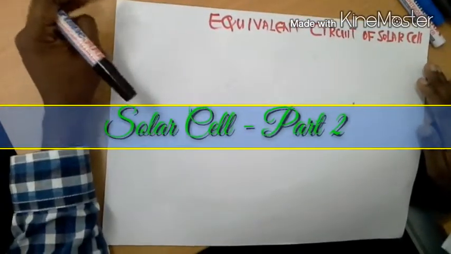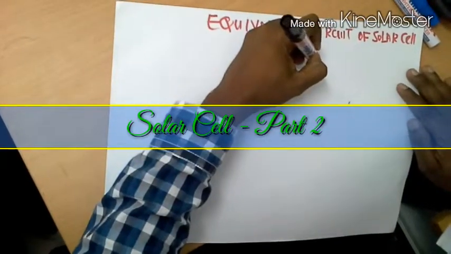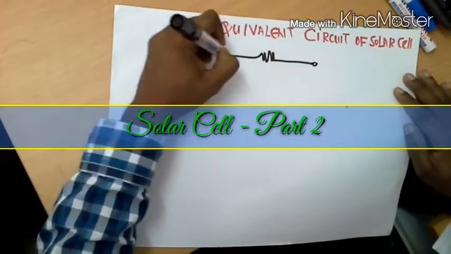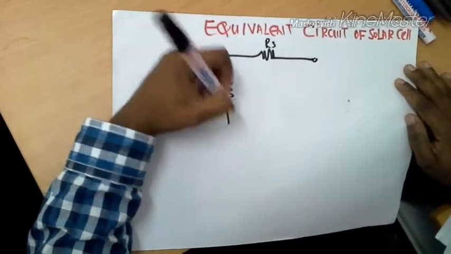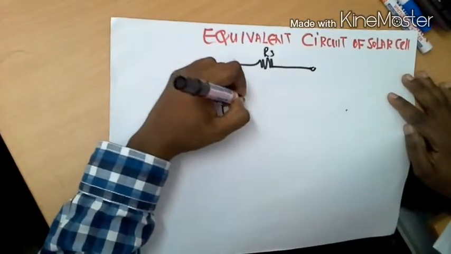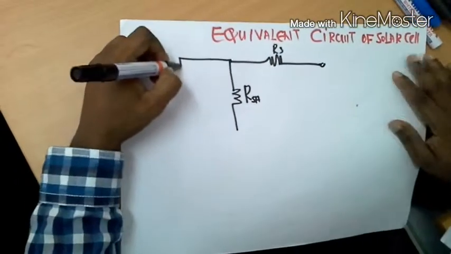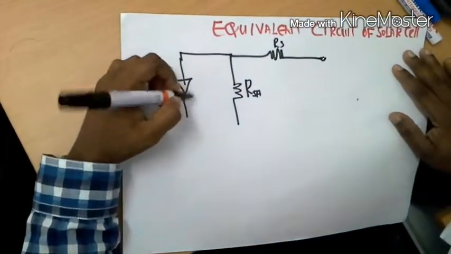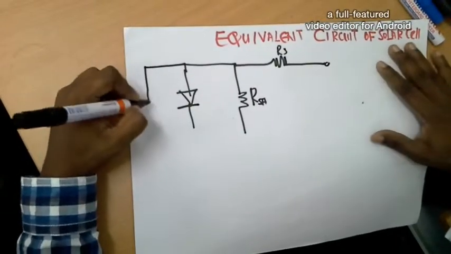Okay, now we see the equivalent circuit of the solar cell. This is how we draw it. The circuit looks like we have a resistance, we name it RS. Then we have another resistance here, we name it RSH, and we have a diode, and we have a load.